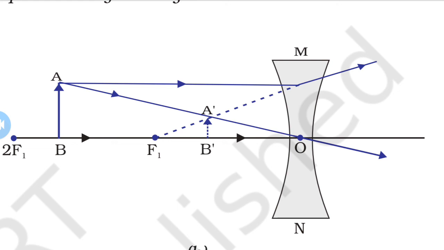So the object position is between the optical center O and infinity, and the image is on the same side of the object, between the optical center O and the principal focus F1. It is smaller than the object, diminished. A virtual and erect image is obtained.